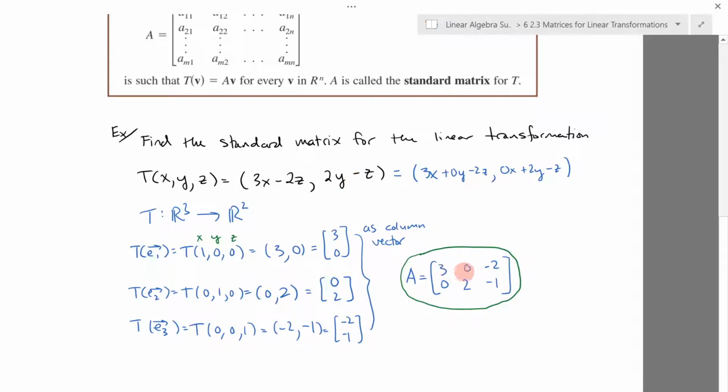So if you look at the entries in the first row of the matrix A, they're exactly the coefficients for the first coordinate here, and the entries in the second row are exactly the coefficients here, 0, 2, negative 1. It works out this way for the standard matrix representation because when you're transforming the standard basis, one of the coordinates is 1 and the other coordinates are 0. For example, for 1, 0, 0, x is 1, and so when you plug it in, it just picks out the x coefficients. So that's 3, 0, and then this is just the coefficient of y, and this is just the coefficient of z. So you can quite easily just read it off from the formula here.